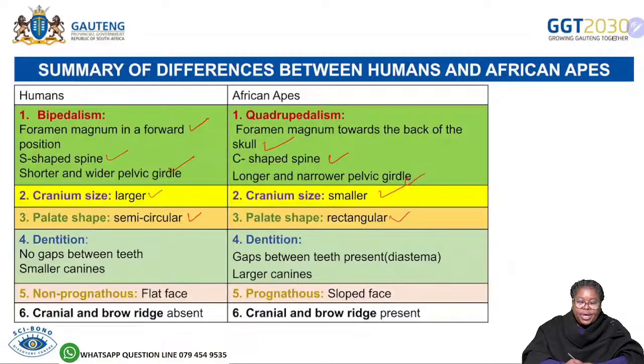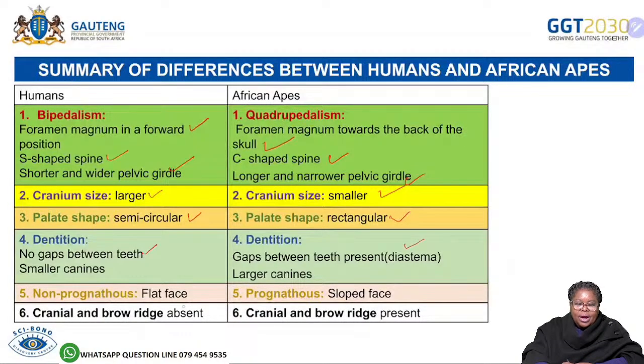Dentition, there are no gaps between teeth. In humans, you don't have gaps. And then we've got smaller canines, whereas with the dentition of the African apes, there are gaps between teeth. And that gap, we call it the diastema. And we've got smaller canines in humans, whereas African apes have larger canines.